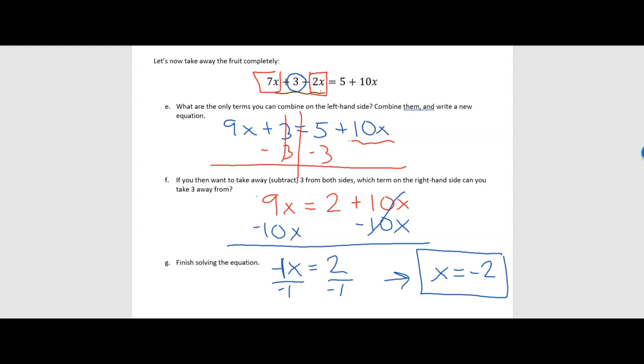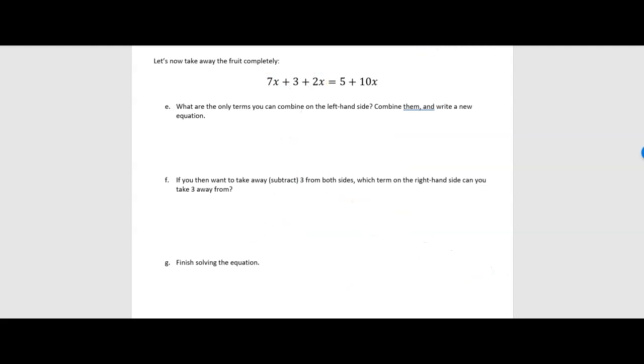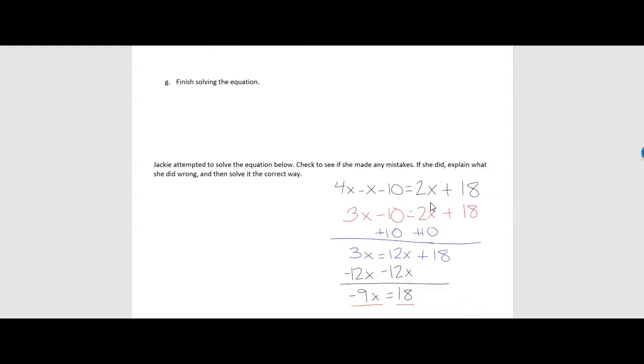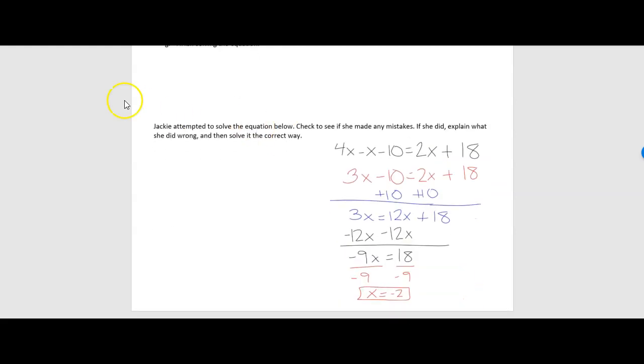Okay, you guys have a question to look through. And this is one of those you try to catch the mistake type of problems. So Jackie attempted to solve the equation below. Check to see if she made any mistakes. If she did, explain what she did wrong and then solve it the correct way. So again, pause the video, come back once you found the mistake. Or maybe she didn't make a mistake, but if she did, correct it and solve the equation correctly.